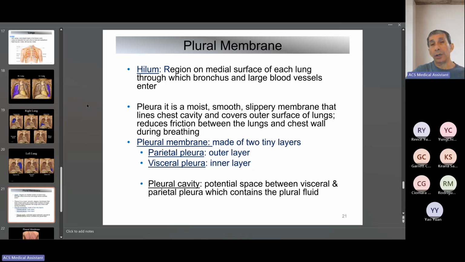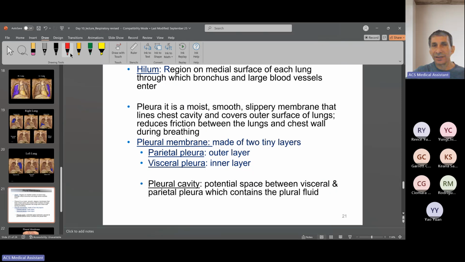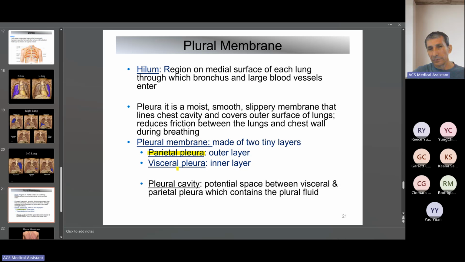So the lungs, this membrane that makes the lungs, is made of two tiny layers, the parietal and the visceral pleura. Pleura means lungs. So we have here the parietal pleura and the visceral pleura. Parietal, outer layer; visceral, inner layer.